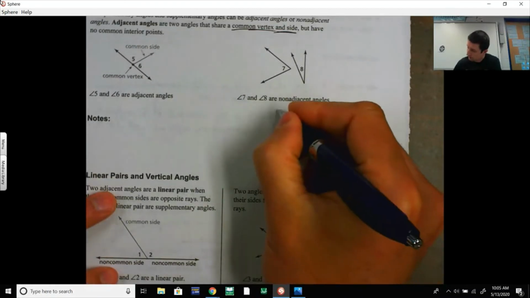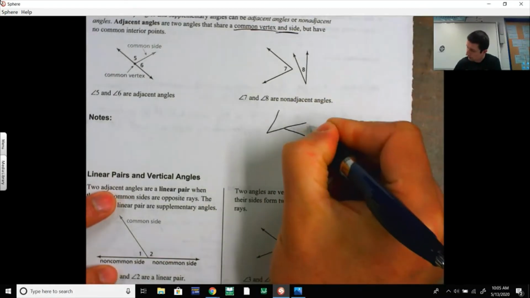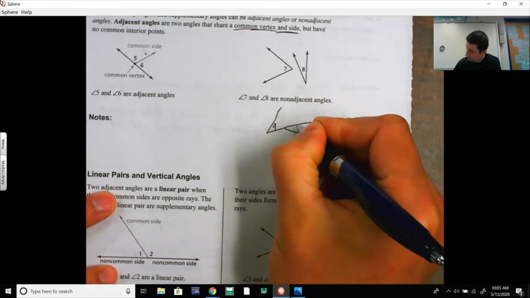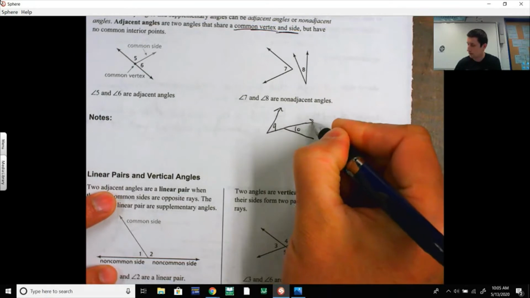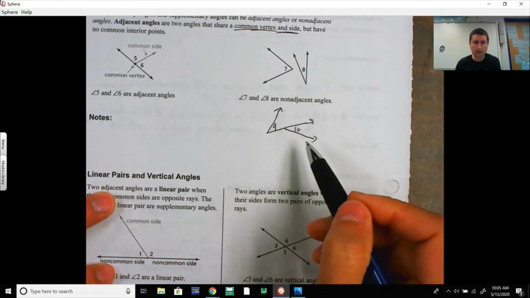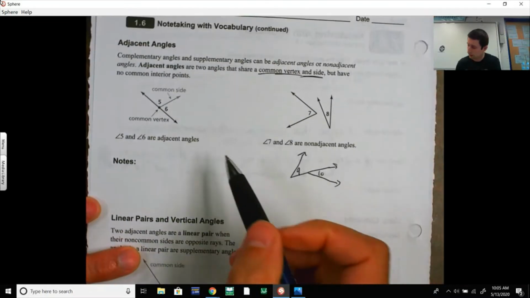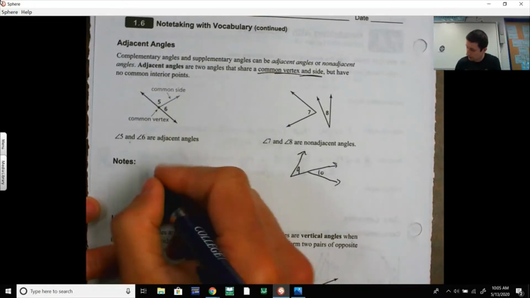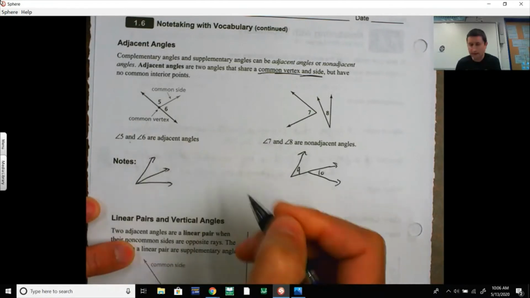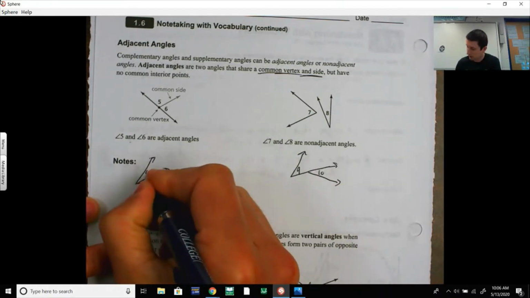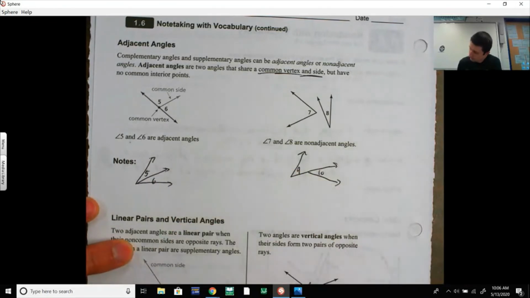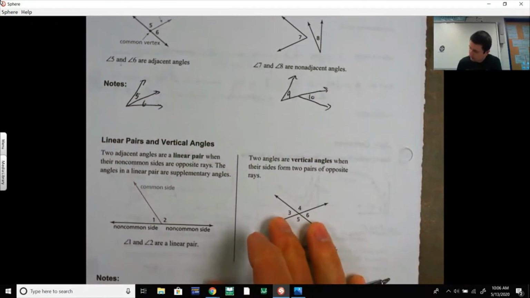It might be something like this. Angles 9 and 10. Okay, they kind of share a side there, but they don't share a common vertex. So those would be non-adjacent angles. Okay, so here are adjacent angles. It can be angle bisectors that we saw in the last lesson. Those can be angle 5 and angle 6. They're adjacent angles. It just has to have a common side and common vertex.